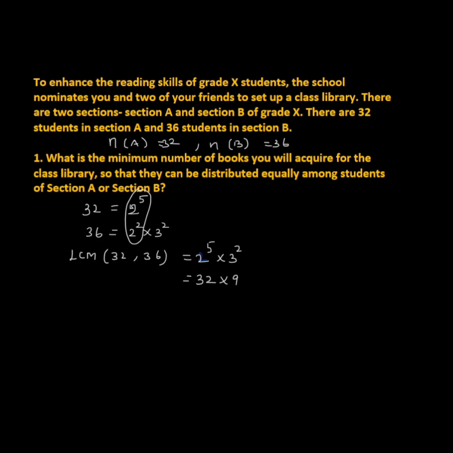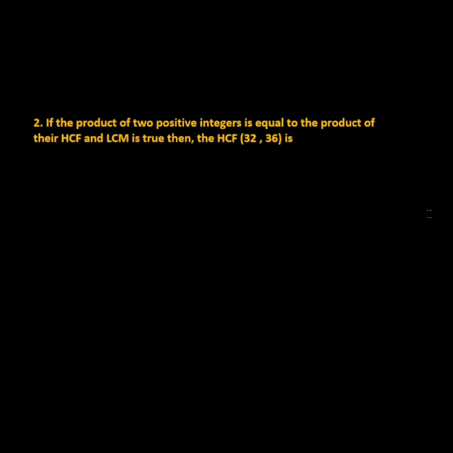32 into 9, 9 2s are 18, remaining 1, 27 plus 1, 28. So the LCM of 32 and 36, the first common multiple, is 288. So the minimum number of books they need to buy is 288, so that they can distribute equally among the students of section A and section B. Look at the next question.